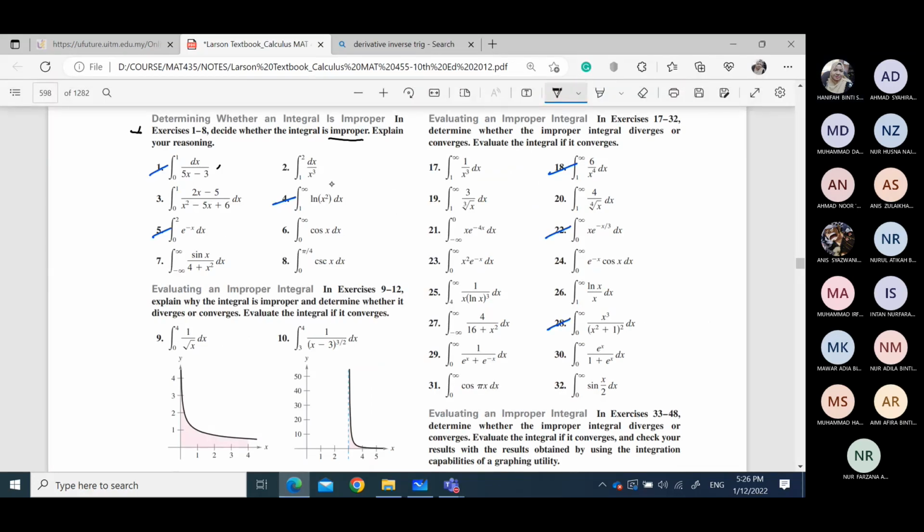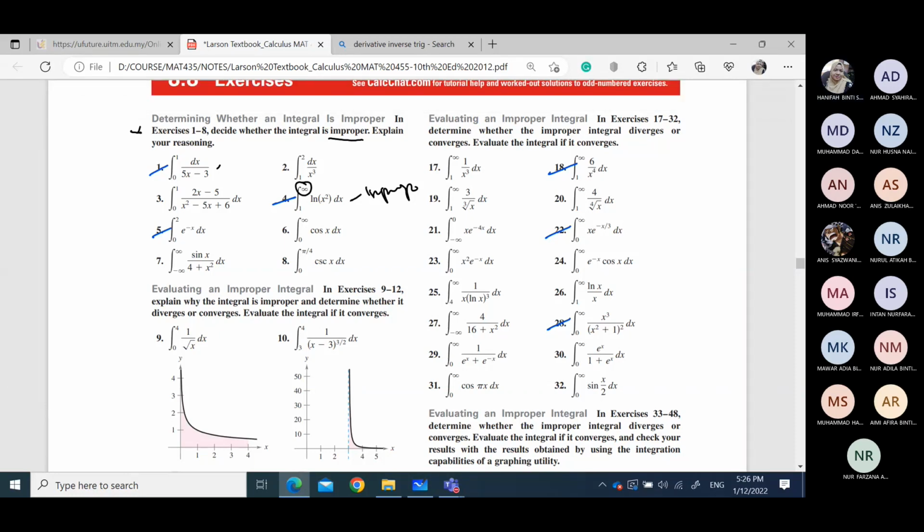So number 4, improper, sebab ada infinity. Okay, number 5. Number 5 ni, this function is not improper. Yes. Okay, so untuk number 5 ni, untuk x kat sini, it can be any real number. Kalau you masukkan number apa je, dia akan define. Okay, so we can say that this integral is not improper because the function is defined for all values of x. Okay, faham ya?